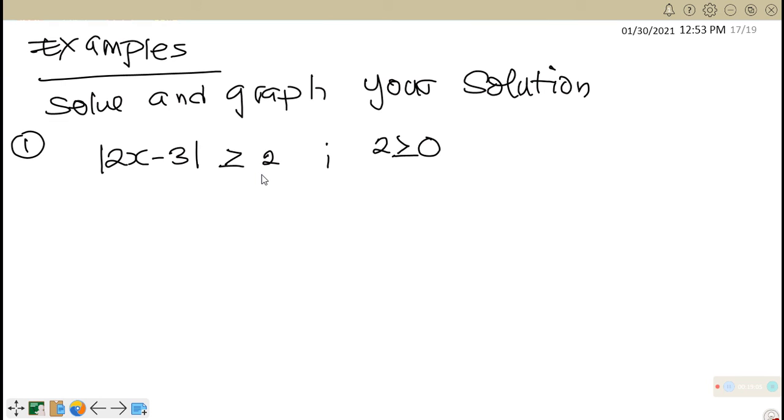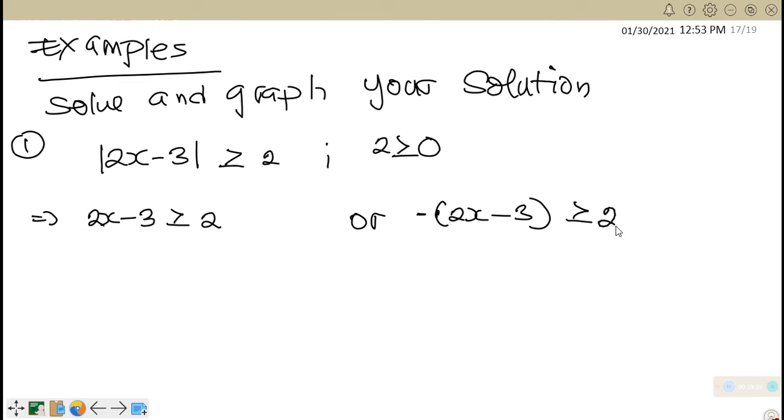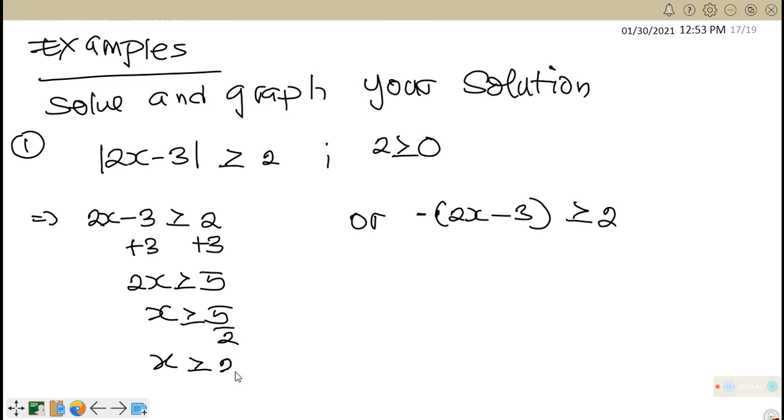Whenever that number is less than 0, guys, there is no solution. So here it works. So we have 2x minus 3 greater than or equal to 2, or minus 2x minus 3 greater than or equal to 2. So we solve on both sides. Adding 3 all through, we have 2x greater than or equal to 5, and that will give us x greater than or equal to 5 over 2, and that is x greater than or equal to 2.5.